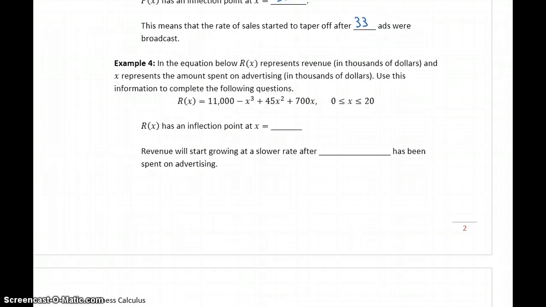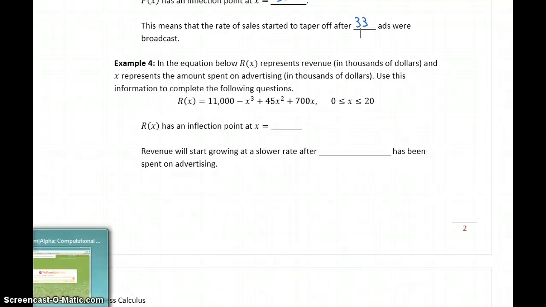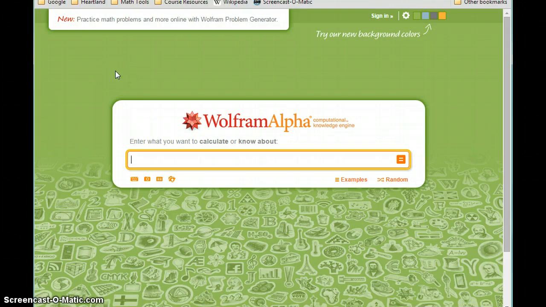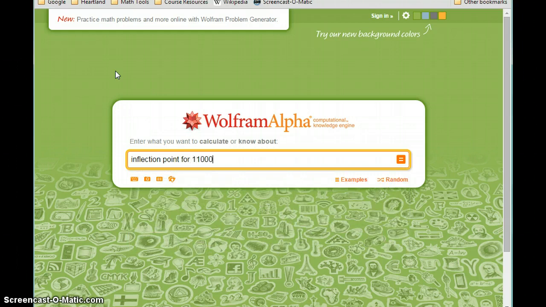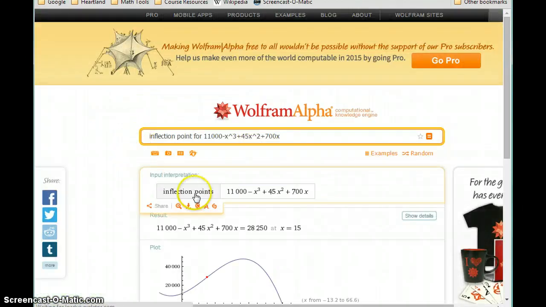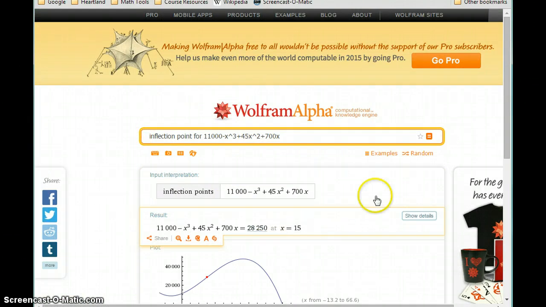In example 4, we're given an equation that represents revenue in thousands of dollars, and X represents the amount spent on advertising. So again, we're interested in a similar question. What is the best amount to spend on advertising in terms of when we're getting the most return on that investment? So the first thing we want to do is find an inflection point, or any inflection points, for this given function. So we ask Wolfram Alpha for an inflection point for this given function. We get one at x equals 15.